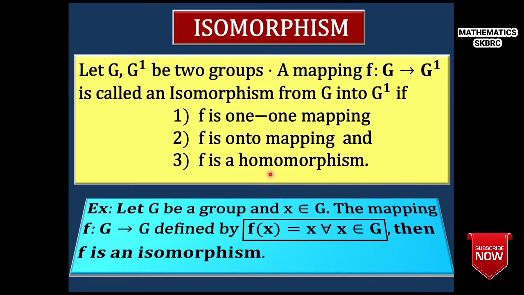Example for isomorphism. This is an example. The mapping f from G to G is defined by f of x is equal to x for all x belongs to G. Then f is an isomorphism. This is an identity mapping. Clearly it satisfies the 1-1, onto, and homomorphism conditions.